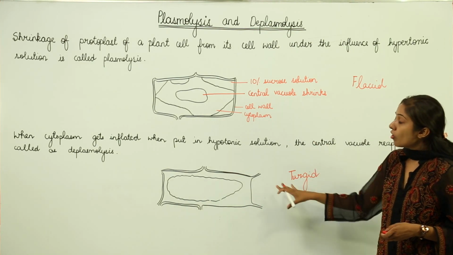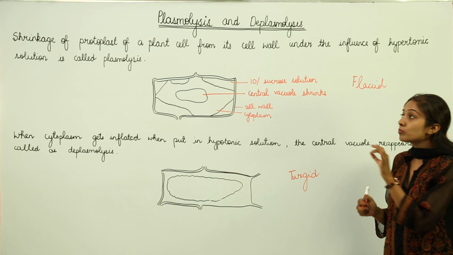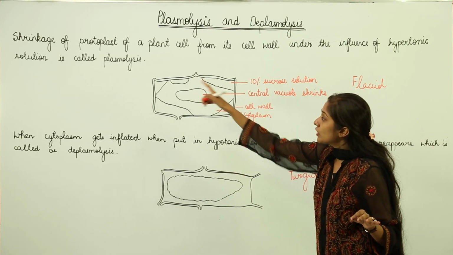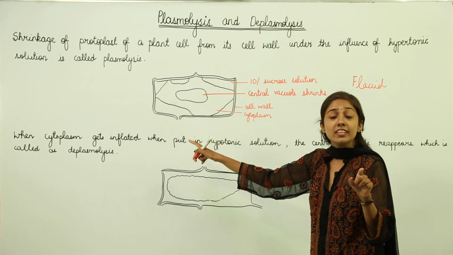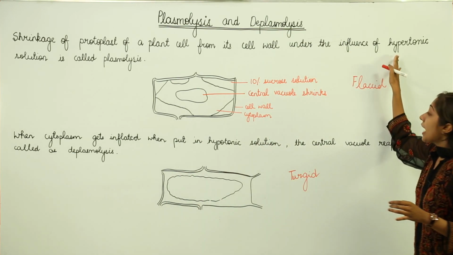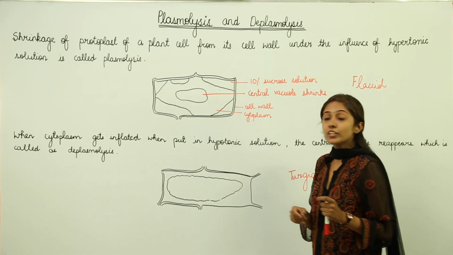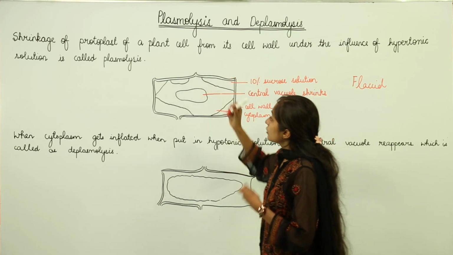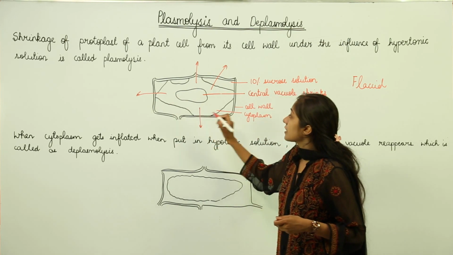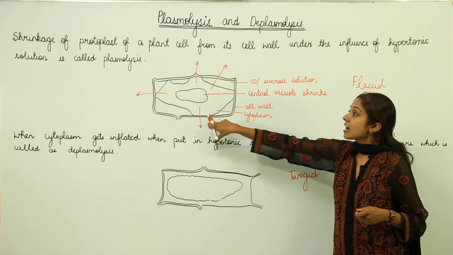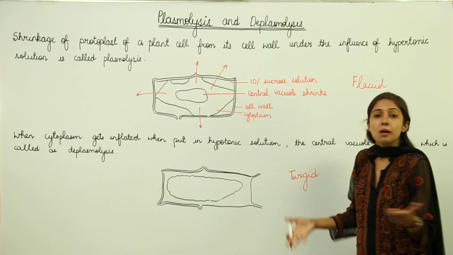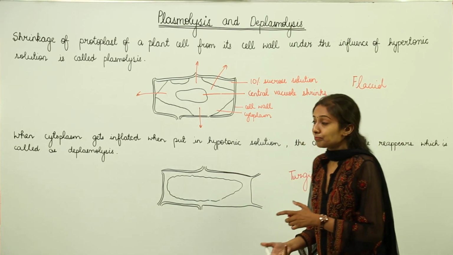Now, I hope that this is clear to you. What is plasmolysis? In a plasmolyzed cell, there is shrinkage of the protoplasm, right? Why? Because we have put the cell into a hypertonic solution and the movement of water is going to be from inside to outside. Due to this the shrinkage takes place, and this cell is known as a plasmolyzed cell, or you can say a flaccid cell, and the process is known as plasmolysis, or you can say flaccidity.